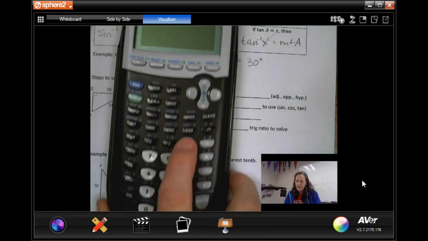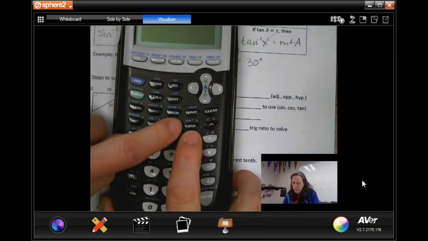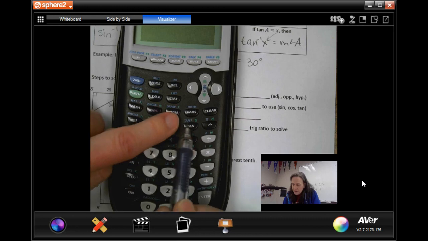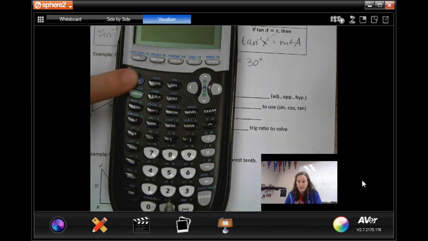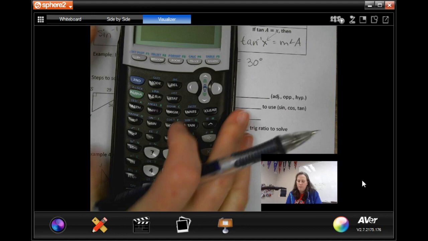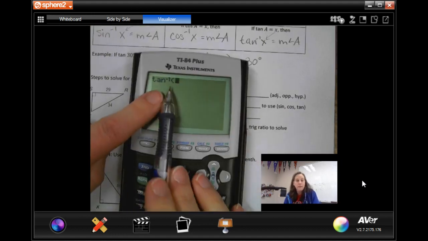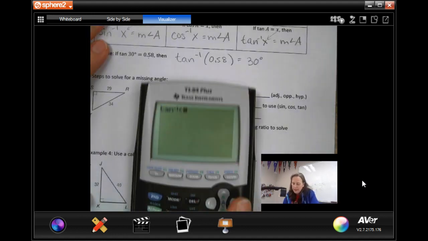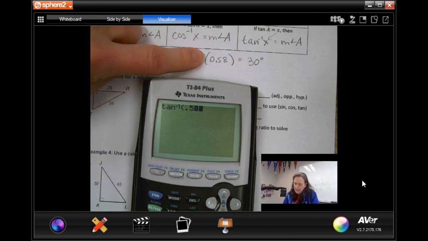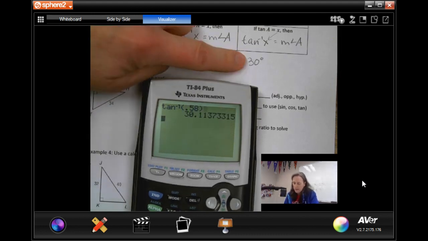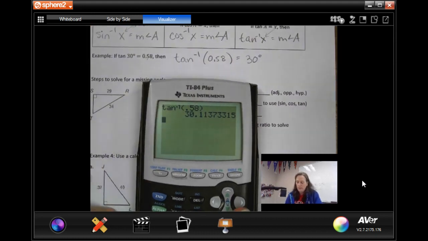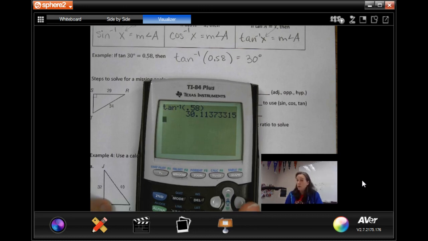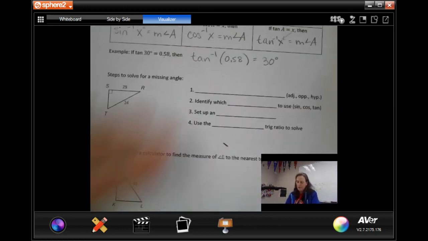So on my calculator, that's the tangent button. And right above it in blue, you'll see it says tangent to the -1. That's the actual thing I want to use, the inverse of tangent. So I need to push my second button and then tangent. And what pops up is the inverse tangent. It's perfect. Let's put in 0.58 and see if it comes out to be 30 degrees. Okay, and there's some rounding that went on here, but that is it. So that's how we're going to solve for these missing angles.